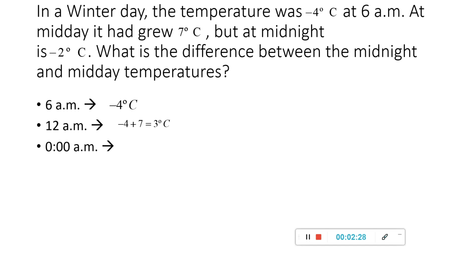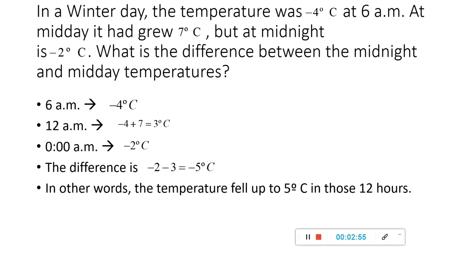the temperature was minus 2 degrees Celsius, and they asked us to get the difference between the temperature at midnight and the temperature at midday. So we have to subtract minus 2 degrees Celsius and 3 degrees Celsius. The difference is minus 2 minus 3 equals minus 5. Okay? In other words, the temperature fell 5 degrees Celsius in those 12 hours.